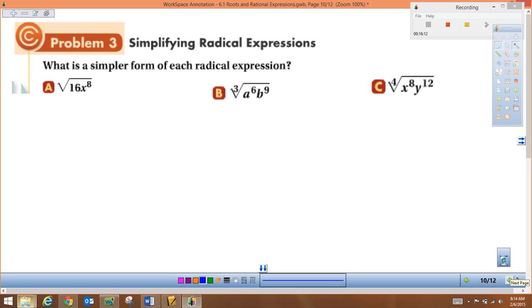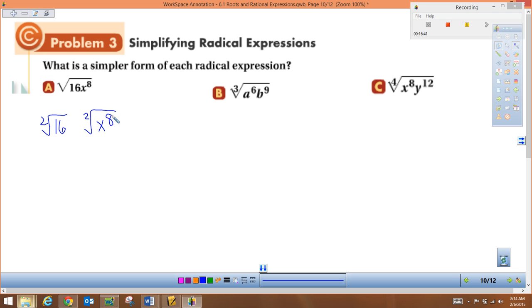Let's move on to the next one. What is the simpler form of each radical expression? So now we are going to work on simplifying each term underneath the radical, okay? So what we're going to do is break this up. We're going to do the square root of 16 and the square root of x to the 8th.